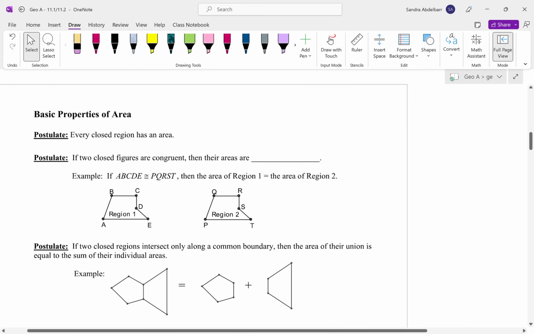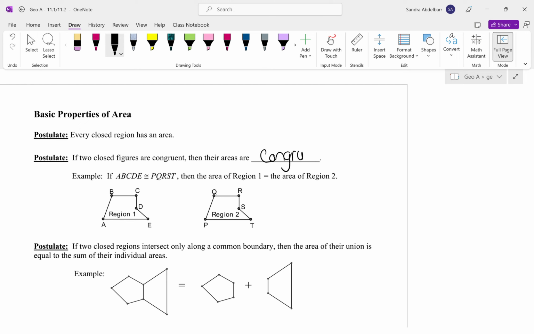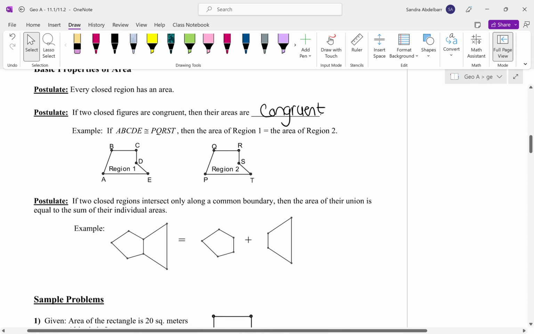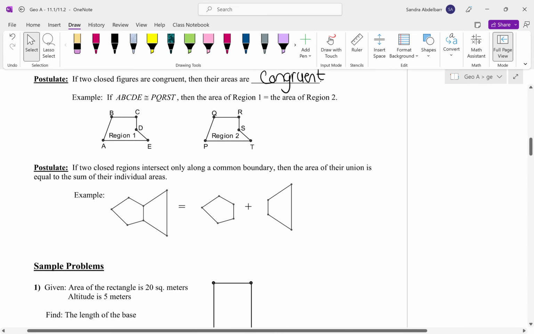Okay, if 2 closed figures are congruent, then their areas are congruent. Okay, if 2 closed regions intersect only along a common boundary, then the area of their union is equal to the sum of their individual areas.